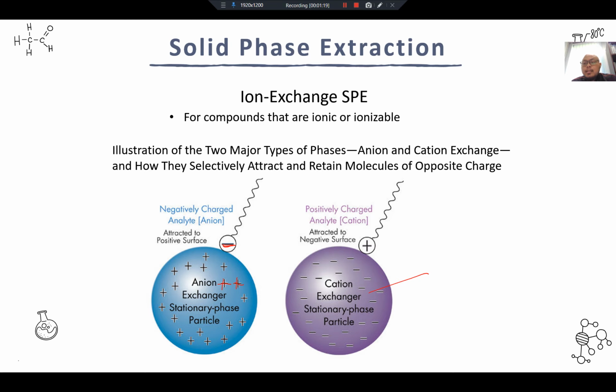So in the anionic, okay, it will interact more. We focus on separating the ionic negatively charged analyte. For cationic, we focus on separating the positively charged analyte. Okay.